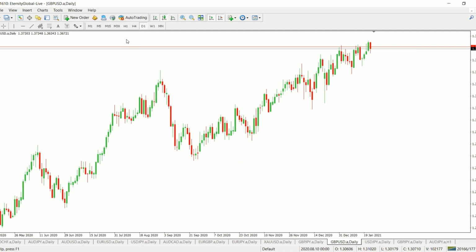Keeping up with the fundamentals of this, we had a positive consumer price index release for the pound, which shows economic expansion moving forward. And we actually had negative retail sales from America, which also indicates some dollar weakness.